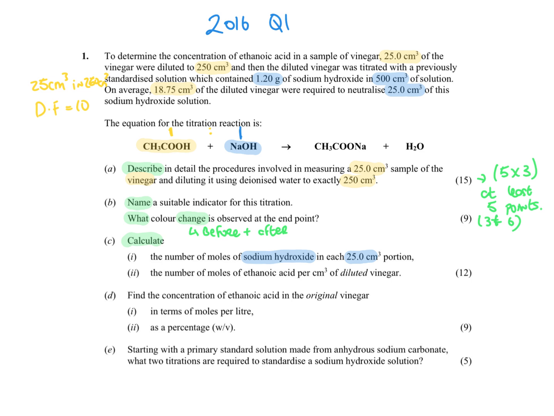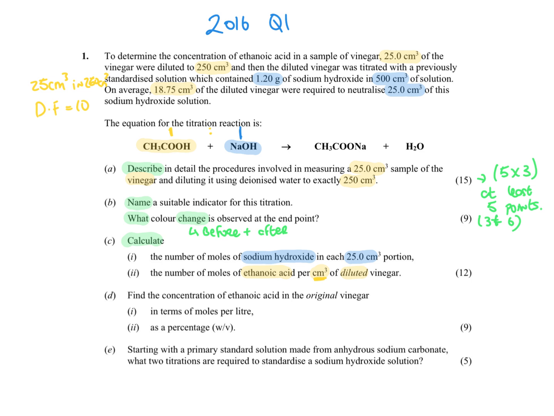Part 2 then says the number of moles of ethanoic acid, but a key thing here is it's per centimetre cubed of the diluted vinegar. So the key part here would be that it is per centimetre cubed. So just to be careful, that will affect your second step of your first principles just slightly, but we'll come to that in a few minutes.